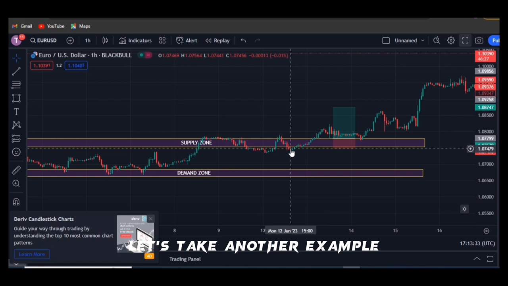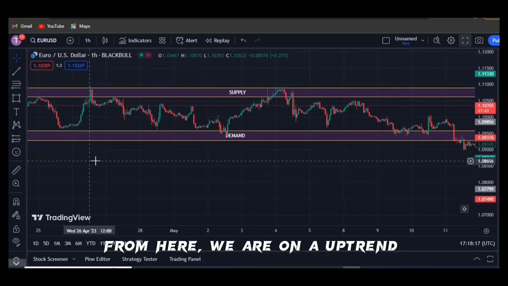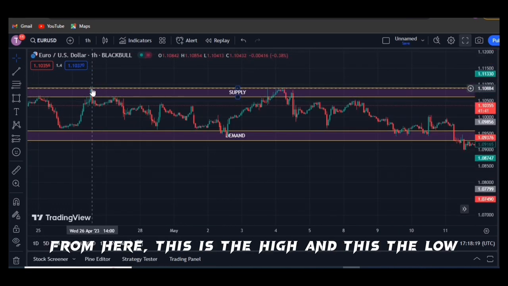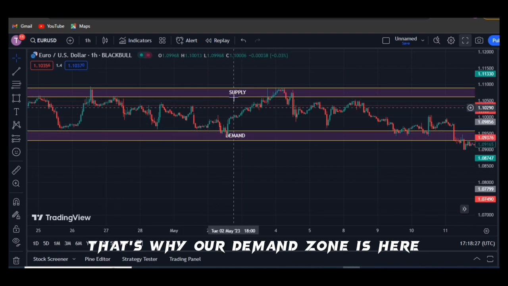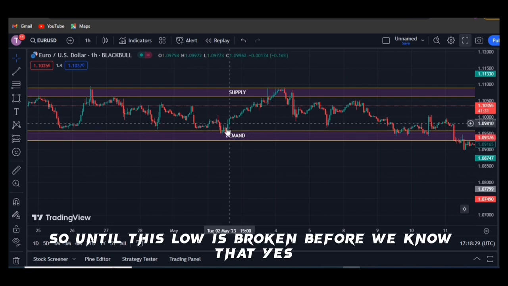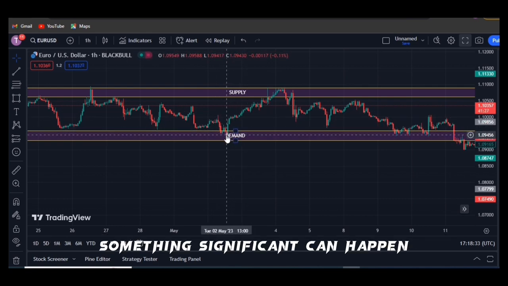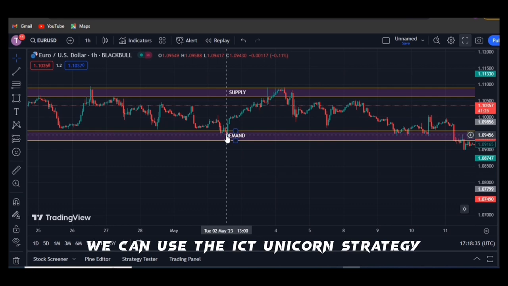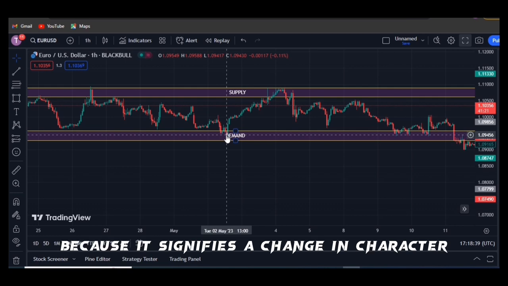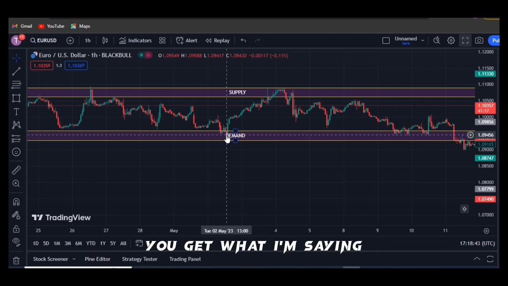Let's take another example. So guys, see from here, we are on an uptrend, because this is the high and this is the low. That's why our demand zone is here and supply zone is here. So until this low is broken, before we know that something significant can happen, that's when we know that yes, we can use the ICT unicorn strategy, because it implies a change in character, change in market structure. You get what I'm saying?